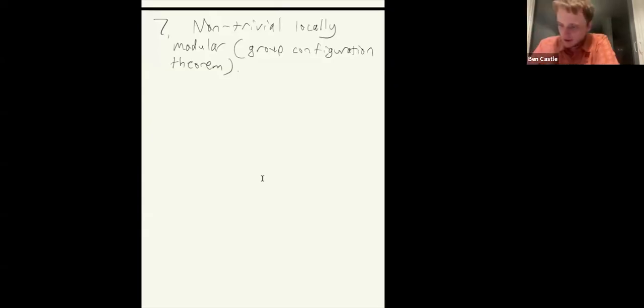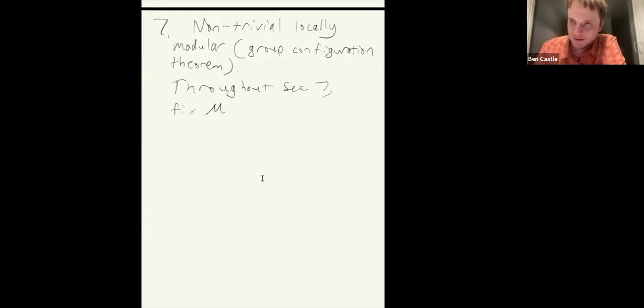Okay, but for now, throughout this section 7, we just fix M. Again, it's still uncountable, saturated, strongly minimal, and now it's going to be non-trivial and locally modular.